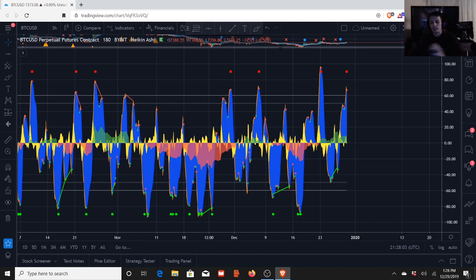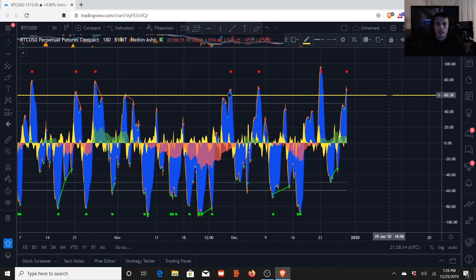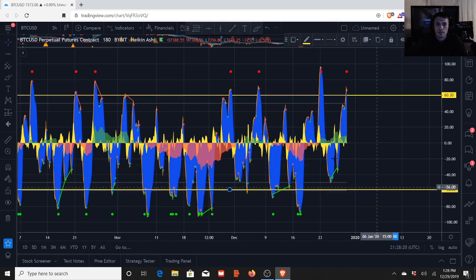The script down here has a few different things. I'm going to start off by drawing lines for you. This is the overbought up here. This is oversold line right here. And this is your zero line right here. The script works off of zero. The oscillator script works off of zero, okay?